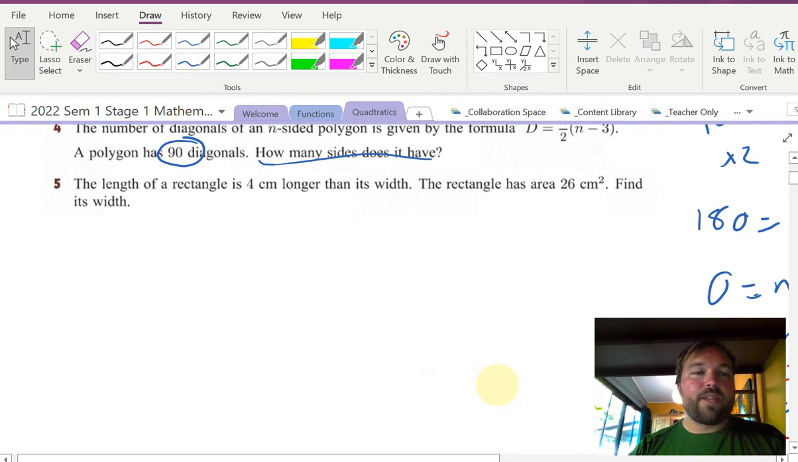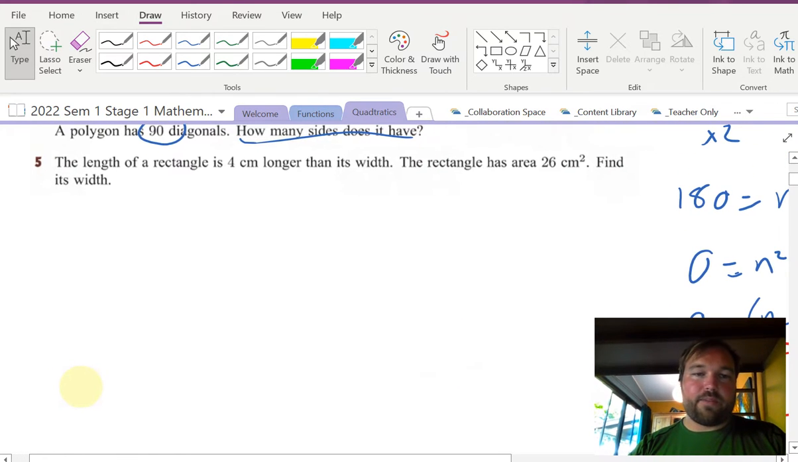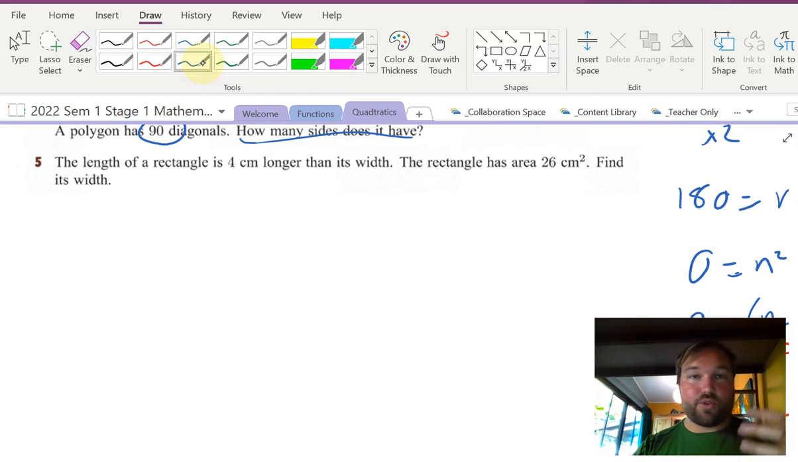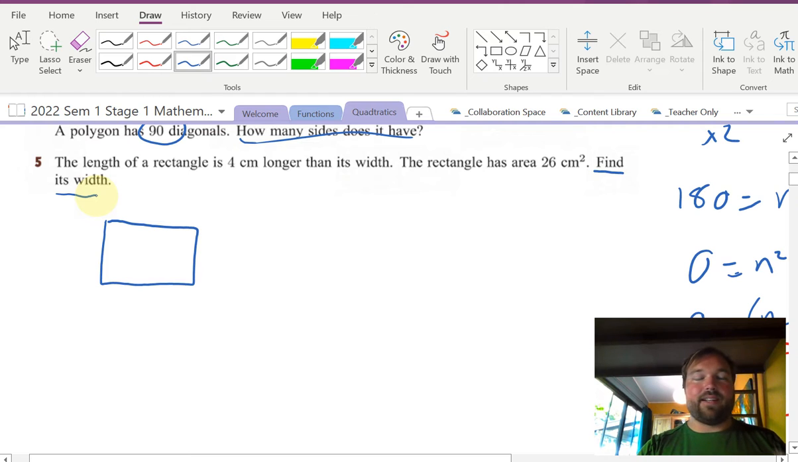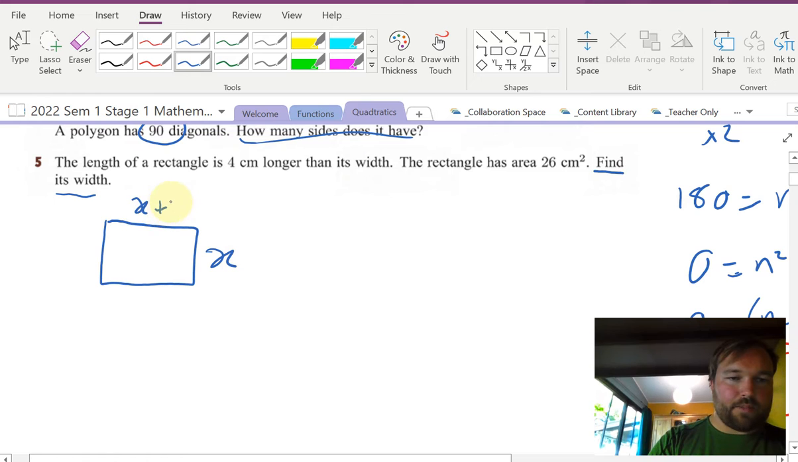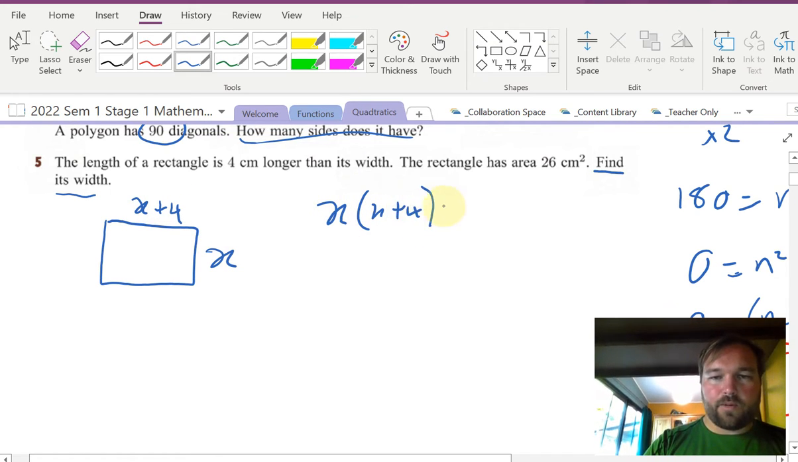Alright, question 4. The length of a rectangle is 4 centimeters longer than its width. The rectangle has an area of 26 centimeters. Find the width. Alright, anytime you're given a description of something and not a picture, draw a picture. Alright, well, let's make the width be x. Oh, second hint, when it says find the width, as soon as it says find anything, let that anything be x. X plus 4. And then you're told x times (x plus 4) equals 26.